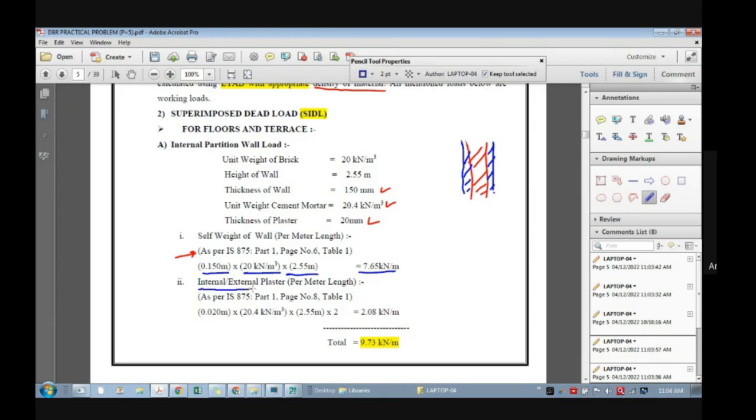Then the self weight of the internal and external plaster. This is the thickness of plaster, generally 20 mm we take for internal and external. Density of plaster into height of the plaster, which is exactly the same as height of wall into 2, because we are putting plaster on both sides. So these are the loads in kilonewton per meter. You may be understanding we are putting all the loads here, which is superimposed dead load, SIDL. This is nothing but dead load only. So this is the first part you should mention in the DBR.